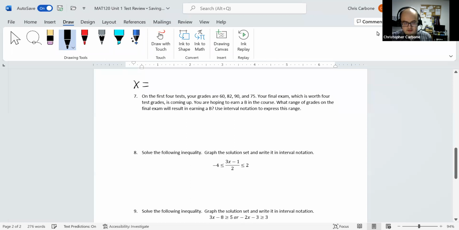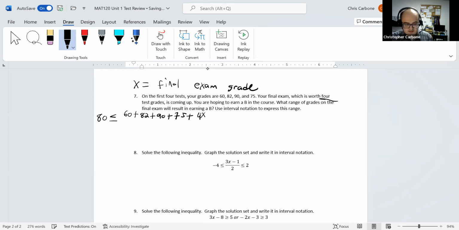So our variable is going to be the final exam grade. For the range for a B, that'll be between 80 to 89. So 80 is less than or equal to 60 plus 82 plus 90 plus 75 plus, since the final exam is worth 4 of these test grades, this would be plus 4x, divided by, we had 4 before, these 4 other grades and this one now. This would be a total of 8 we're dividing by. And then between 80 to 89.